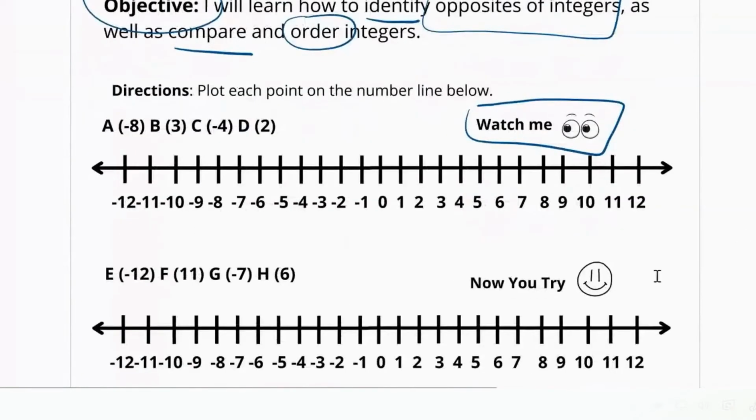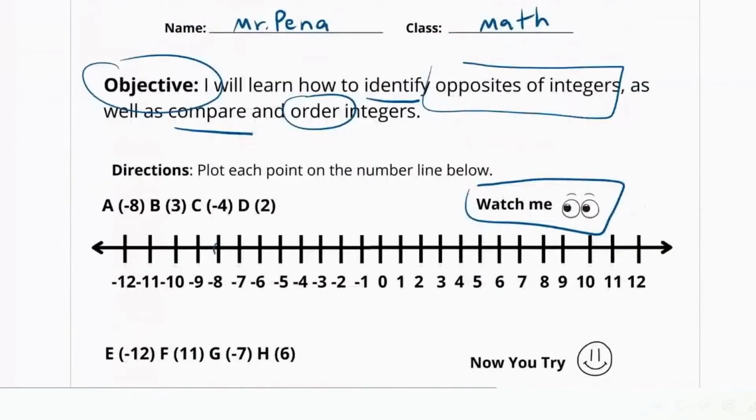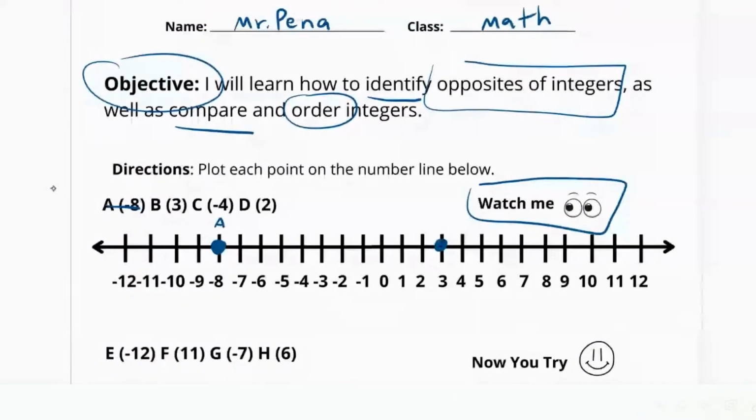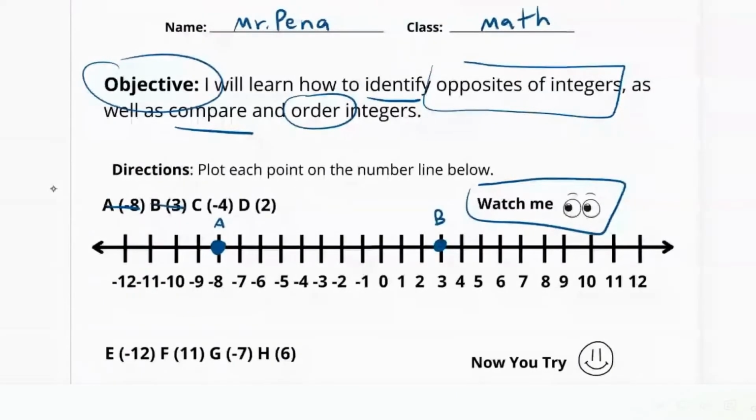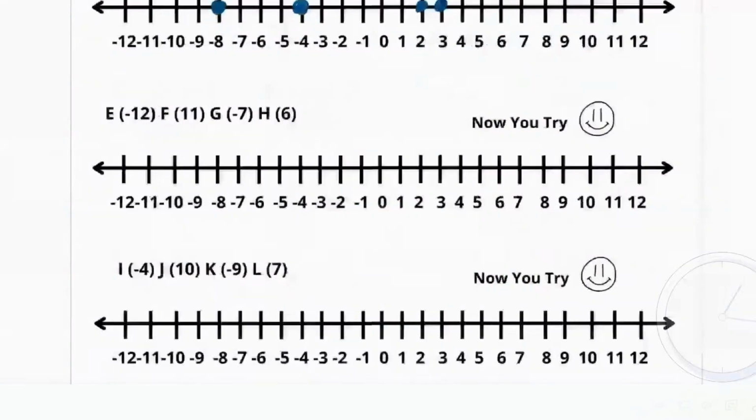We have negative 8, so that's letter A. We have 3, which is letter B. We have negative 4, which is letter C. And then we have positive 2, which is letter D. Now you try. Give it your best shot. This should take you about 1 minute.